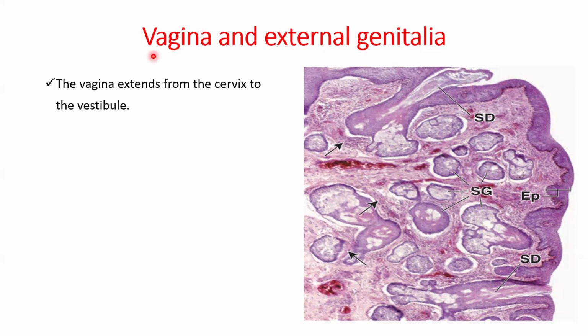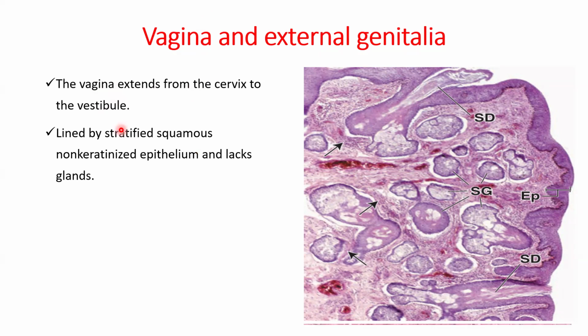But before then, let's appreciate that the vagina extends from the cervix up to the vestibule. It is lined by stratified squamous non-keratinized epithelium and lacks glands. This vagina lacks glands, though it has rugae, which are mucosal folds.